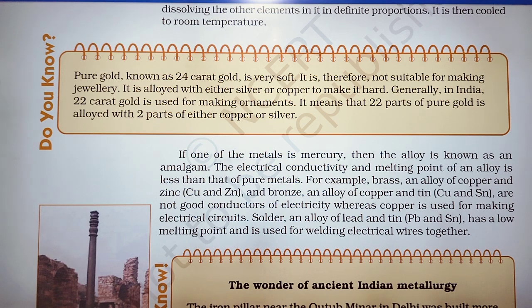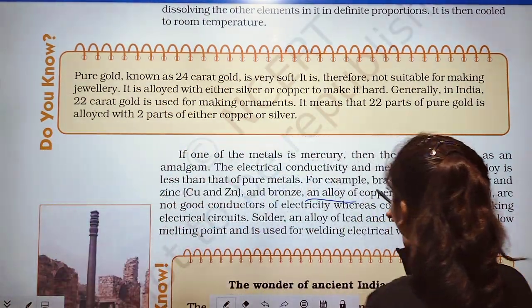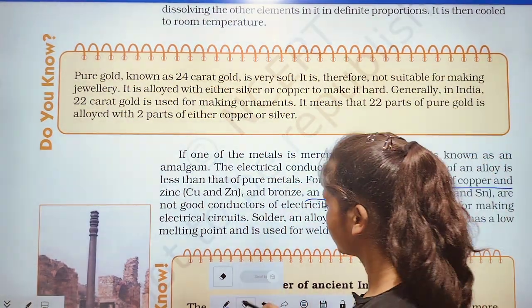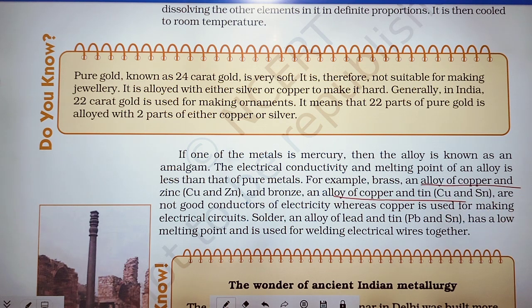For example, brass, which is an alloy of what? Copper and zinc. It means brass is an alloy of copper and zinc. Here it is also given about bronze, which is an alloy of copper and tin.